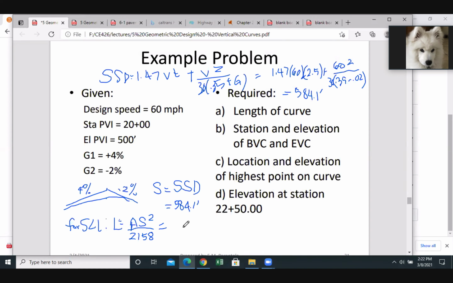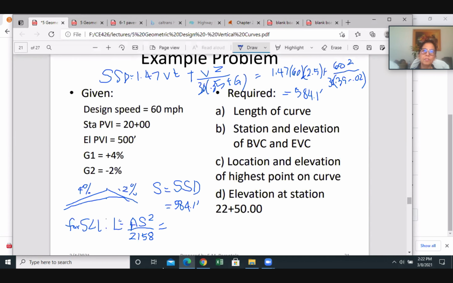And it gives you 948.6 feet. Okay, so 948.6 feet, right? Let's just round it to 950 feet. Okay, so let's say 950 feet.